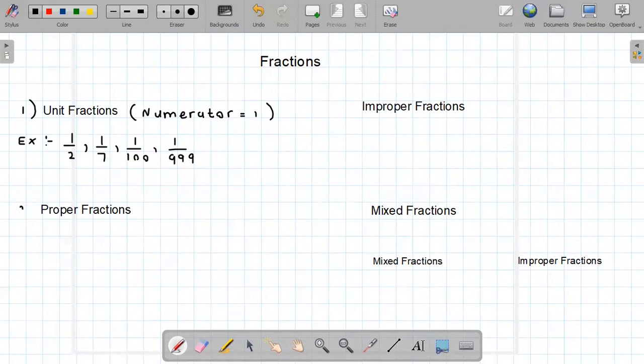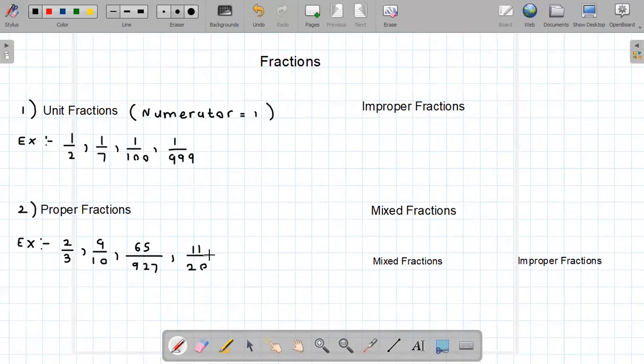The second type is proper fractions, right? So I will write first some examples, then I will discuss what are proper fractions, right? Here 2 over 3, 9 over 10, 65 over 927, 11 over 20. Likewise, I can write many examples.